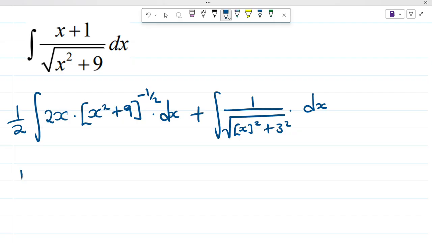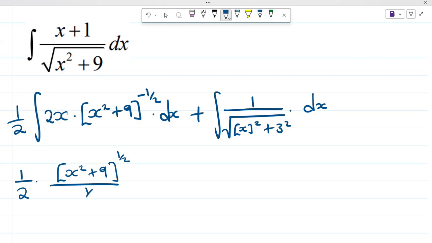So here, whatever is outside the integral should always go with you to the answer. So it's going to be 1 over 2. We apply the general power rule here. It's going to be x squared plus 9, and the exponent there, we add 1 to that exponent. So -1 over 2 plus 1 is going to be positive half, divided by a 2.